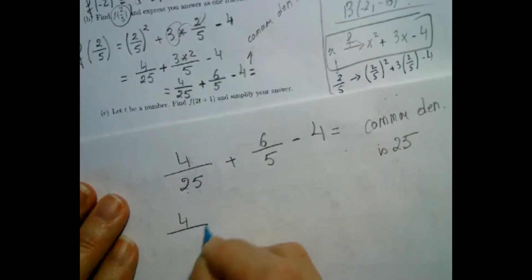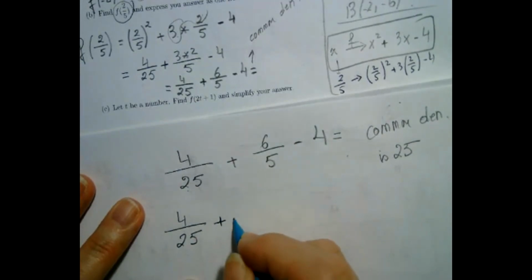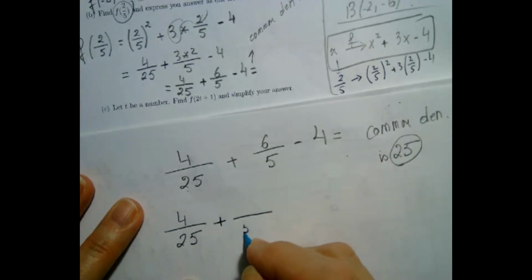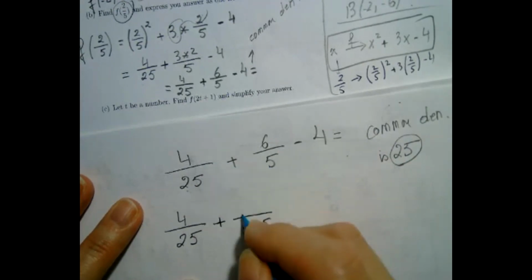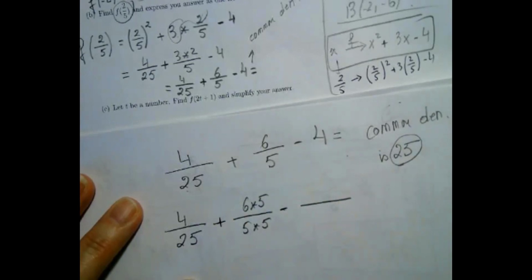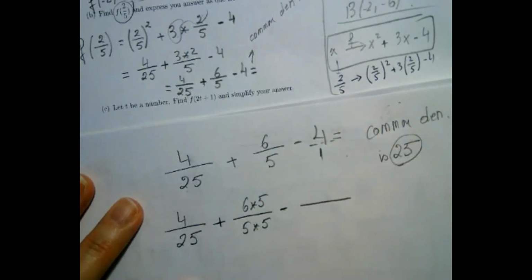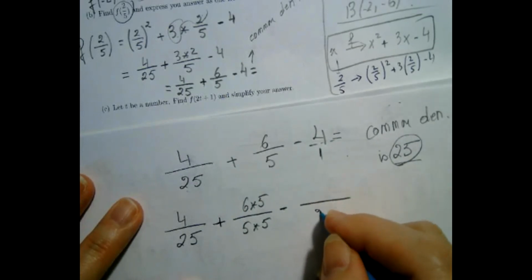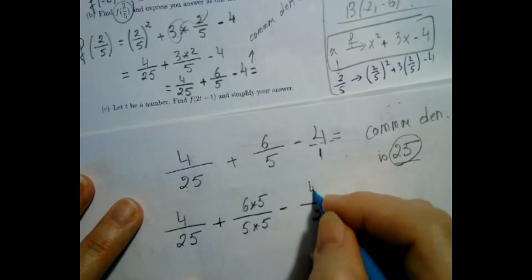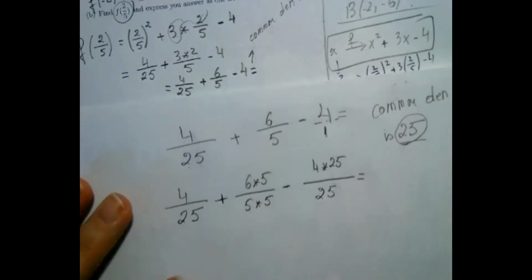And now I'm going to write it equal to 4 over 25. This hasn't been touched because 25 is the common denominator. Plus 5, if the common denominator is 25, this has to be multiplied by 5, and the numerator by 5. Minus 4. 4 is basically 4 over 1. To have a common denominator of 25, I have to multiply the denominator by 25, and I multiply the numerator by 25.